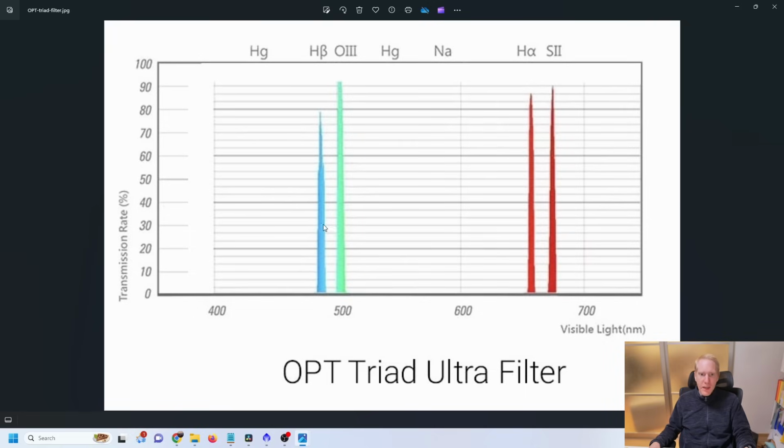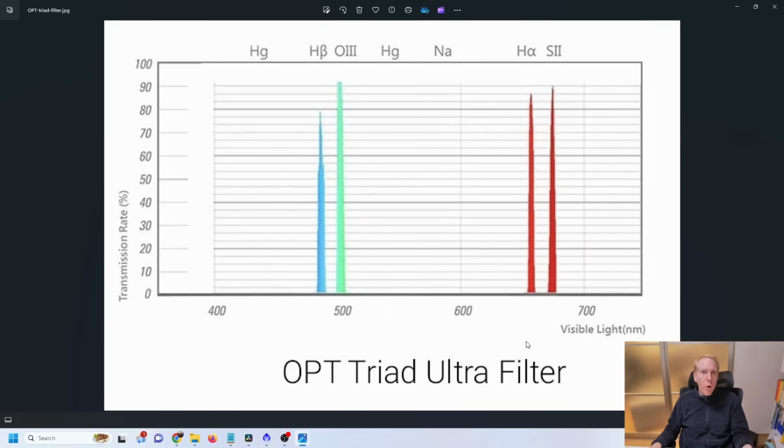So what about the two bandpasses on the left here, H beta and oxygen 3? Here, oxygen 3 will be registered mostly by the green filtered pixels on your camera, to some extent the blue ones as well, and H beta will be registered mostly by the blue filtered pixels on your camera. So in theory, we'd be able to split them. The blue channel would have H beta, and the green channel would have oxygen 3. And remember that both would still be contaminated to some extent by H alpha.